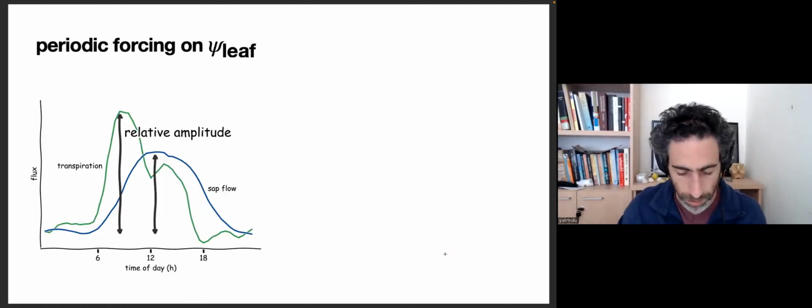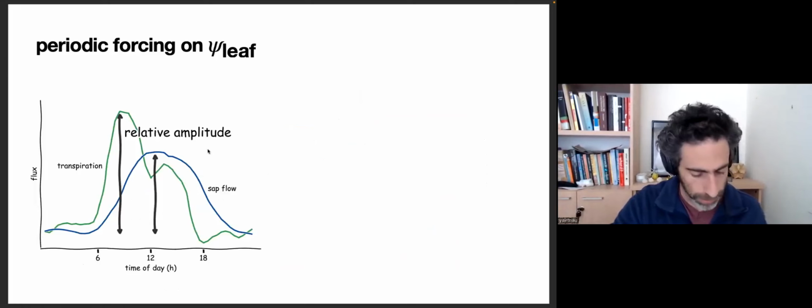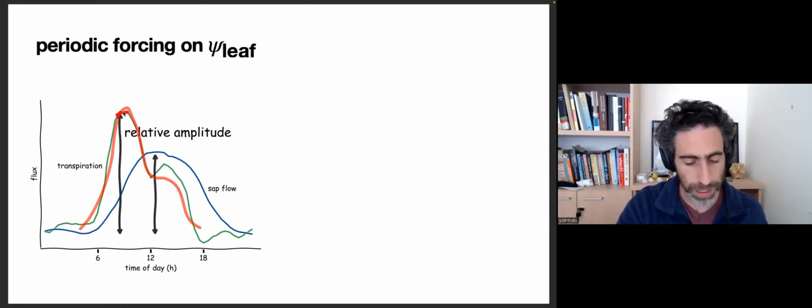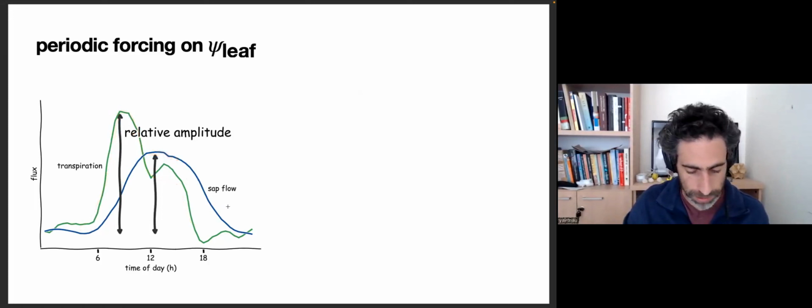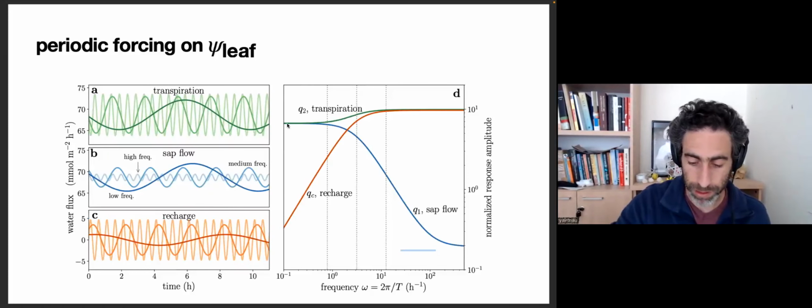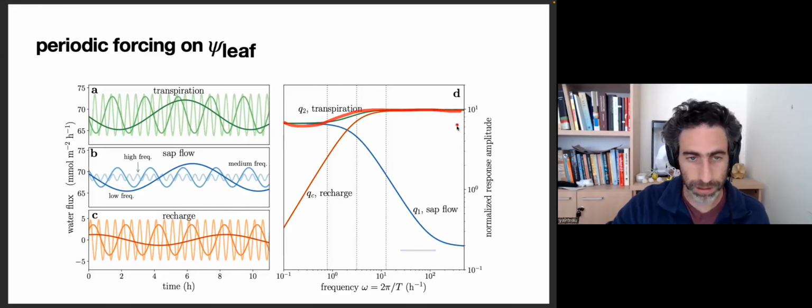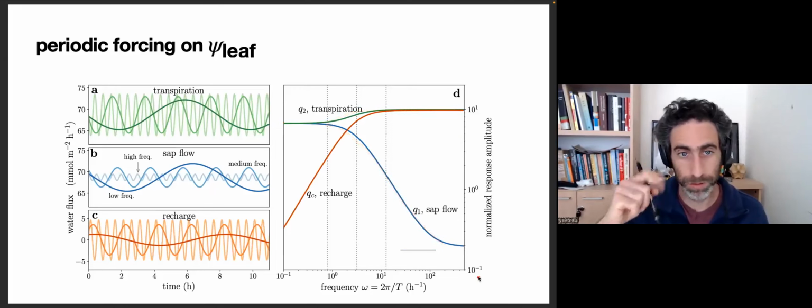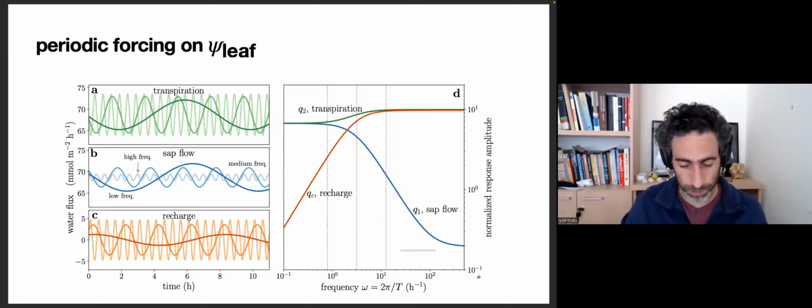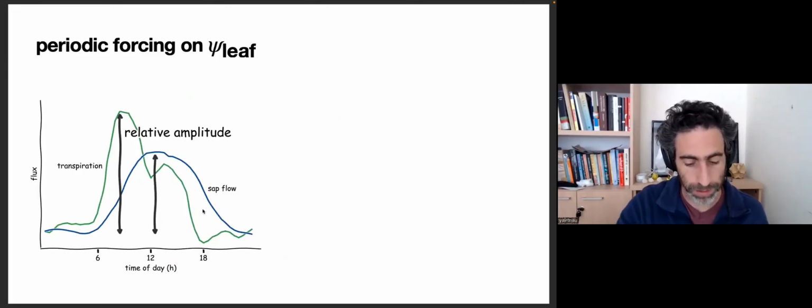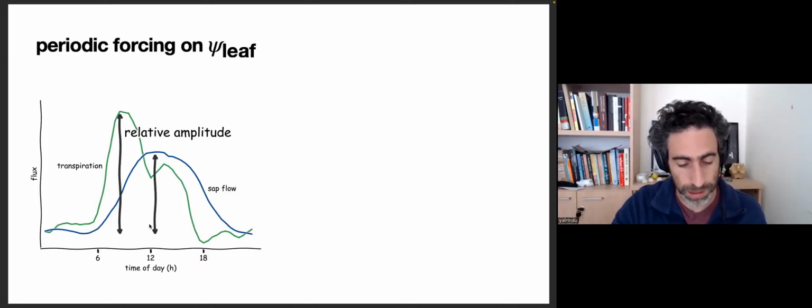Okay, so let's go back to the cartoon pictures we had before. Here we see the relative amplitudes of transpiration and sap flow. We found that the transpiration peaks higher than the sap flow. Well, does this make sense? Yeah. You see that this curve here, the green curve, is always higher than the blue one, always. And that's the amplitude. So we do expect the relative amplitudes to be different, and consistently transpiration is expected to peak higher.